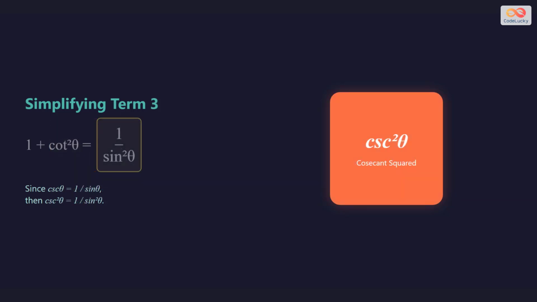Finally, the term on the right side of the equals sign, 1 divided by sine squared theta. Since 1 over sine is cosecant, 1 over sine squared is cosecant squared theta.